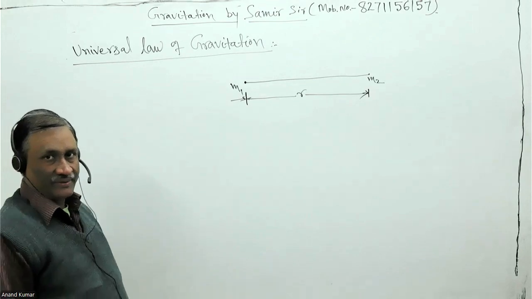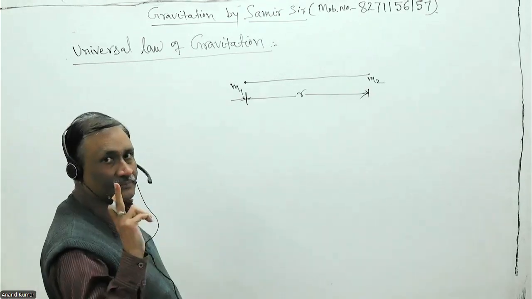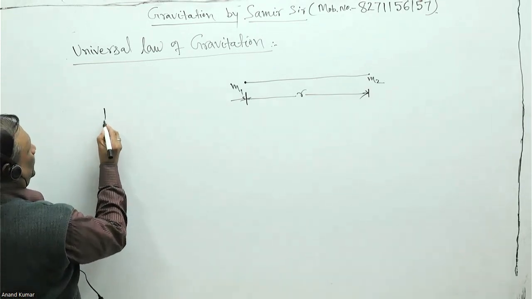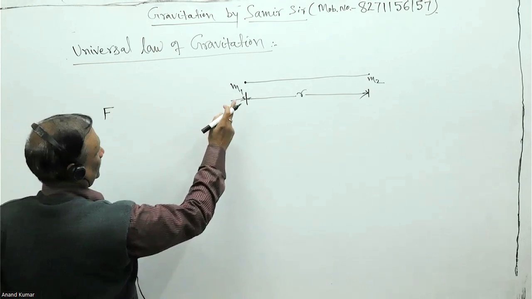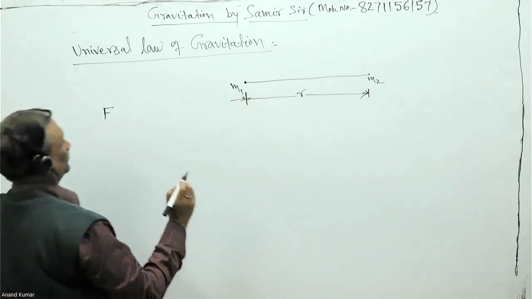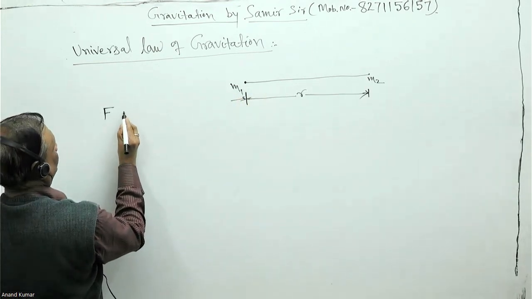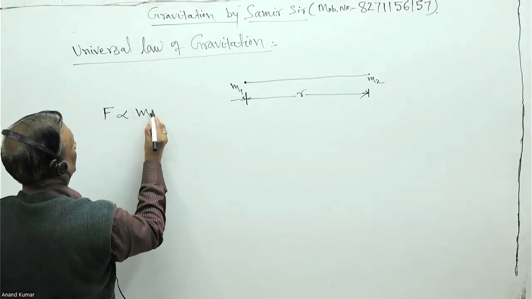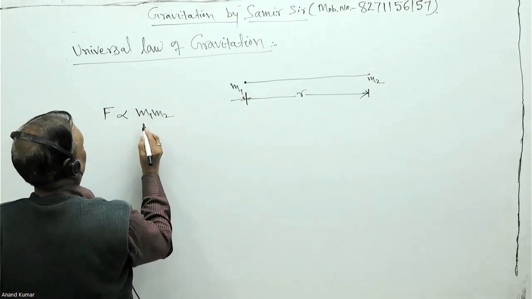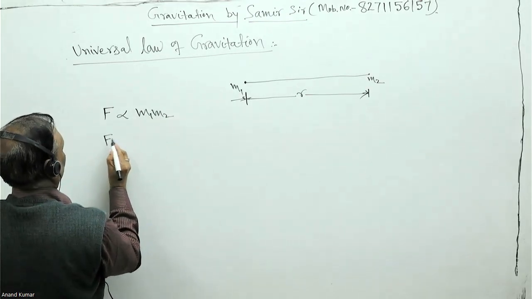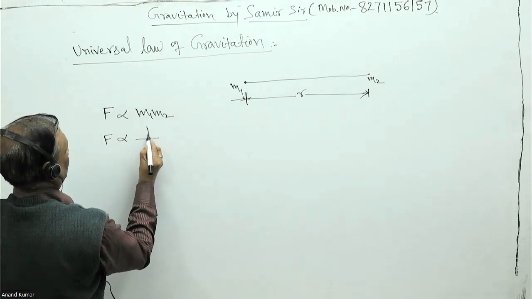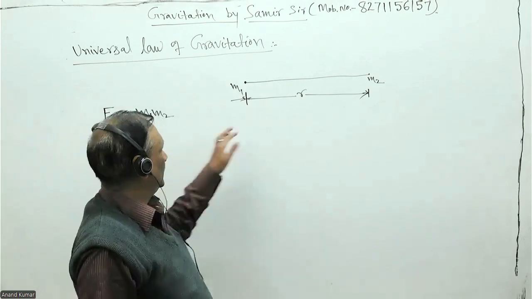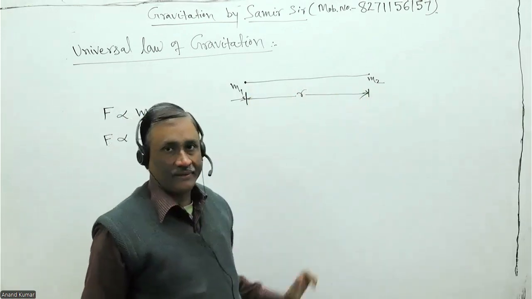According to the universal law of gravitation, there are two parts. According to the first part, the force between two bodies, mass 1 and mass 2, is proportional to m1 into m2. And the second part tells that it is inversely proportional to the square of the distance between them. r is the distance between m1 and m2.